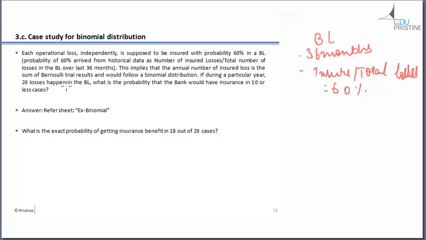If during a particular year, 20 losses happen in the BL, what is the probability that the bank would have insurance in 10 or fewer cases? So what it is saying is that total losses is 20, and we have to find the probability that the bank would have insurance in 10 or fewer cases. Here n is equal to 20, so there would be 20 Bernoulli trials. We have to find the probability that x is equal to 10.